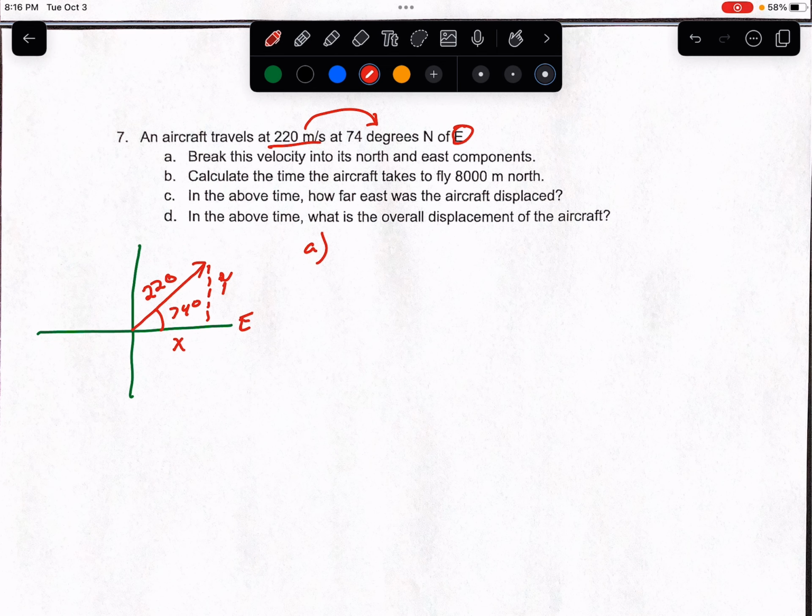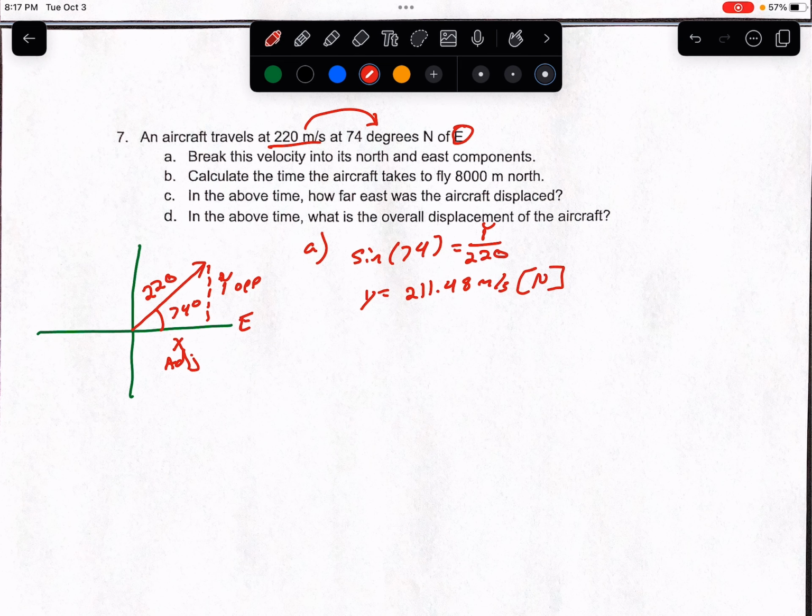If I know the hypotenuse and the angle, I can find the two sides. That y is going to be your opposite, and this x is going to be your adjacent. If I want to find my opposite, the trig function that uses hypotenuse and opposite is sine. So we're going to do sine of 74 equals opposite, which is y, over your hypotenuse, which is 220. Again, make sure you are in degree mode, otherwise you're going to get a weird answer. So my vertical is going to come out to be 211.48 meters per second. And I'm going to go ahead and label that north.